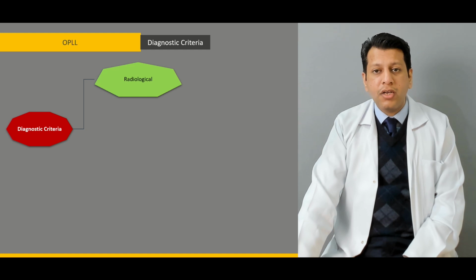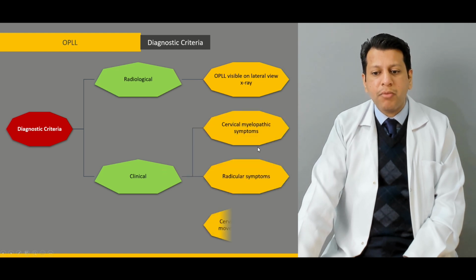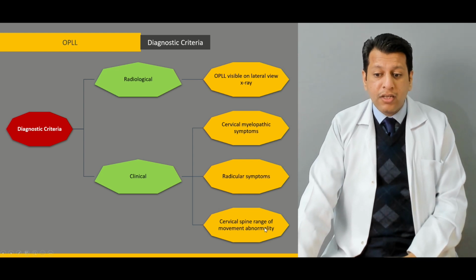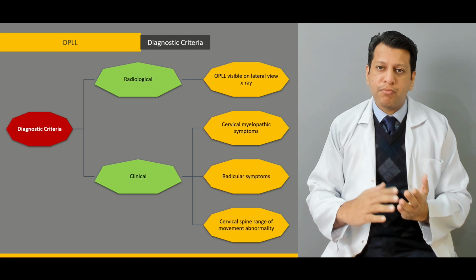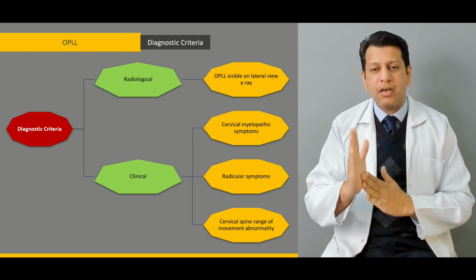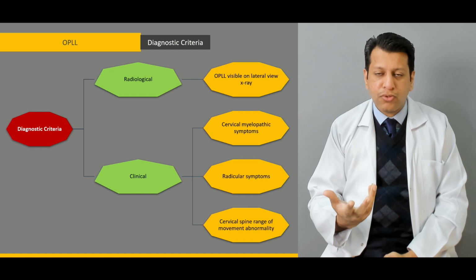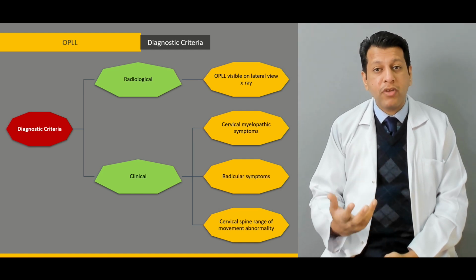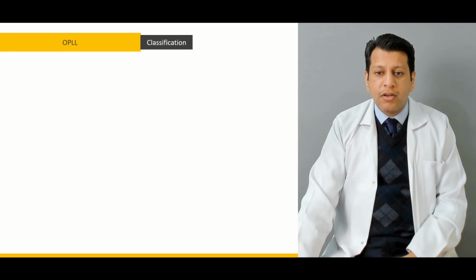Now, the diagnostic criteria is when you get X-rays on AP, lateral, and oblique views of the cervical spine. Usually, radiologically, the OPLL is visible on the lateral X-ray, and there may be clinical symptoms which are symptoms of cervical myelopathy. There may be radicular symptoms, and there's cervical spine range of motion abnormality as well. So then certainly on history and examination, you have to perform all the tests of cervical myelopathy, as well as radiologically you can appreciate the problems on the lateral X-ray. And on the lateral X-ray, there may be thickening of the posterior longitudinal ligament, which is called ossification. There may be calcification, or there may be a hypertrophy as well, which may be leading to this kind of signs and symptoms as well. Now, classification.